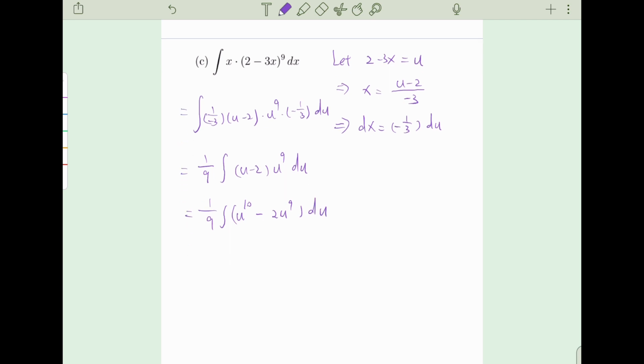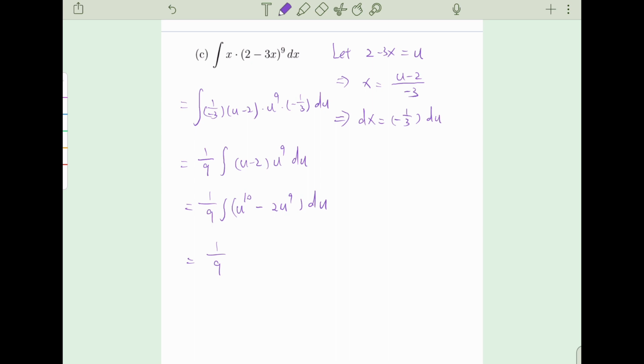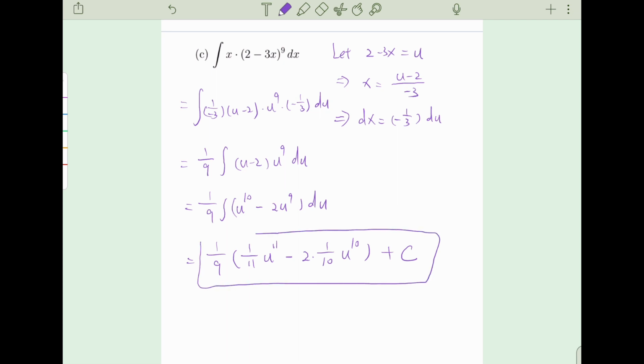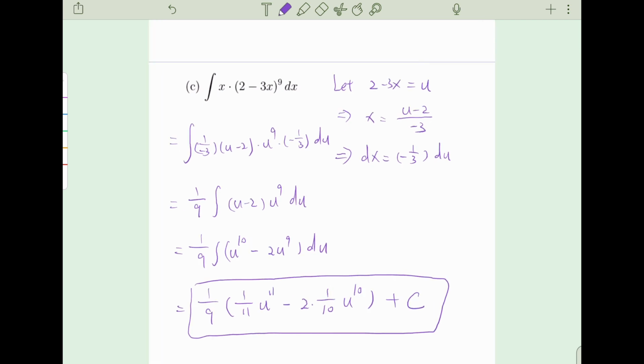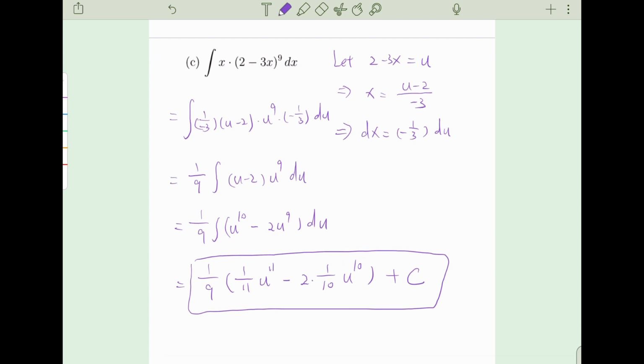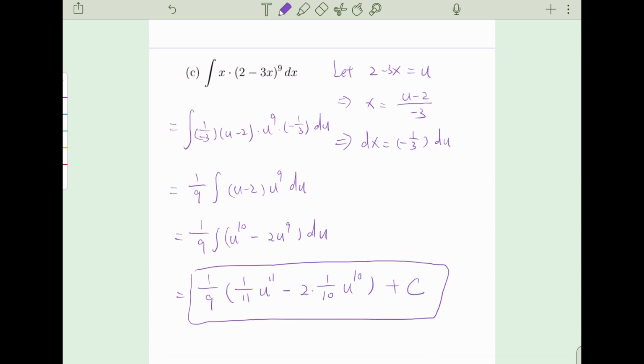Now it's just straightforward by the formula. The formula tells us that this is 1 over 11 u to the 11 minus 2 times 1 over 10 u to the 10, right? This is the original function, and then I add plus c after. Okay, so that is the final answer. You can simplify this a bit if you want, but it's not a big deal here. So that is basically how we use the substitution in the other way for question C. Okay, so that is question C. Let's move on to question D.